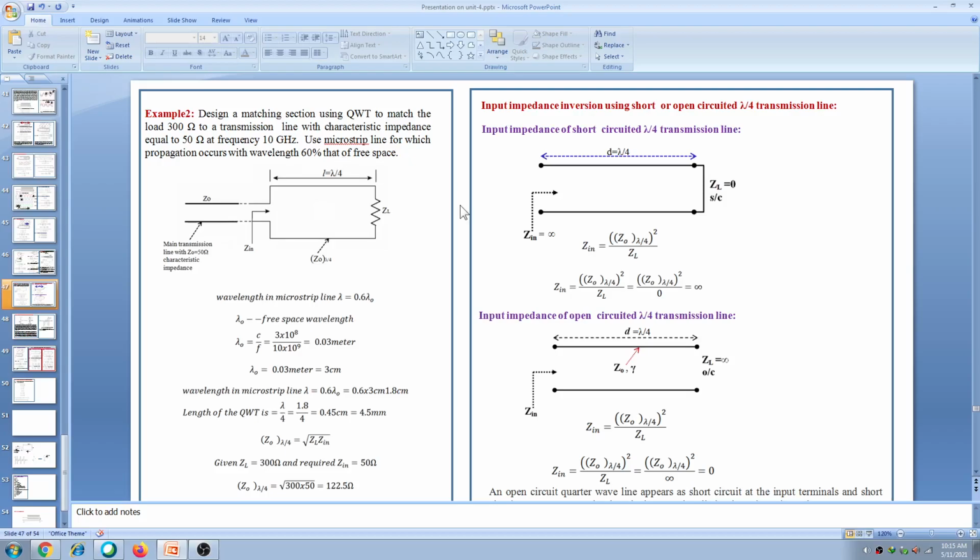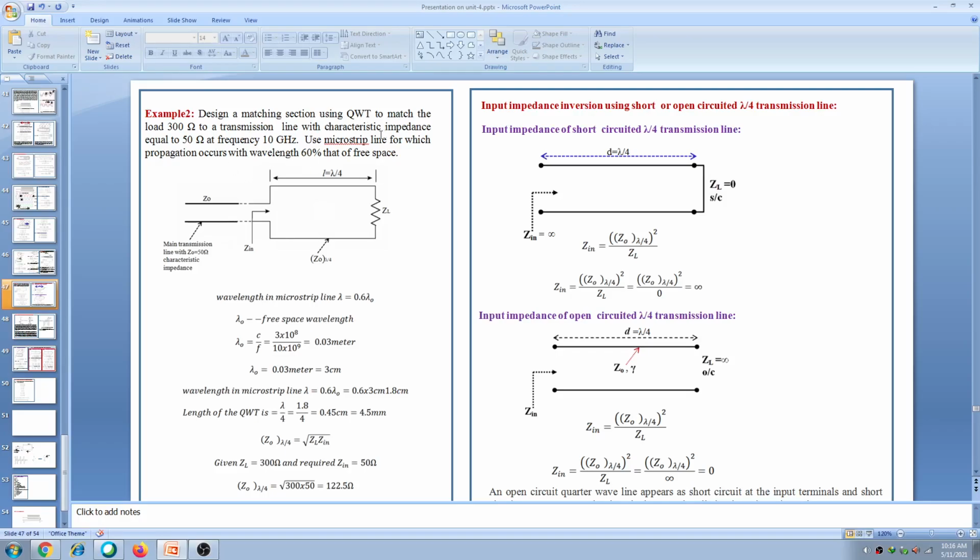Free space has a wavelength lambda naught, denoted by lambda naught, free space wavelength, C by F. But the wavelength in the microstrip line is not the free space wavelength. The signal traveling through the microstrip line has a wavelength that is 60% that of the free space. So it is 0.6 times lambda naught. That is given in the problem.